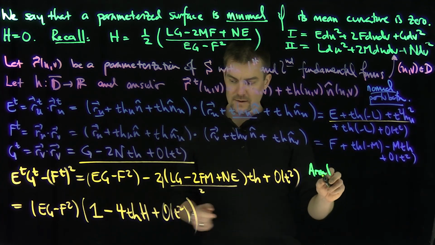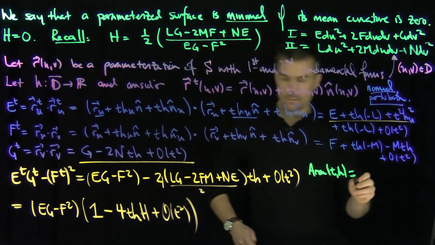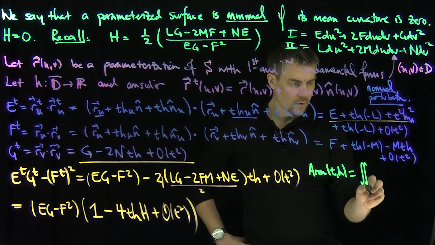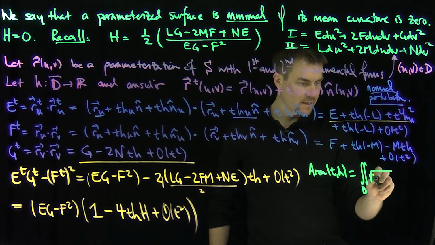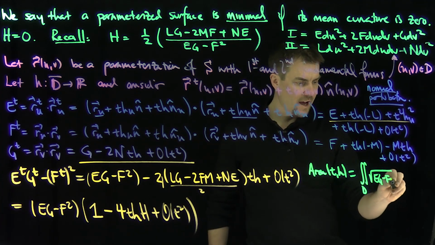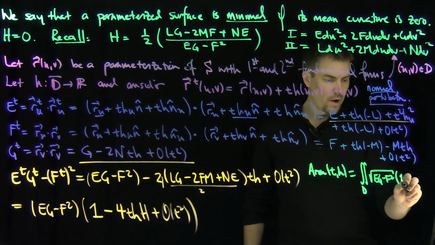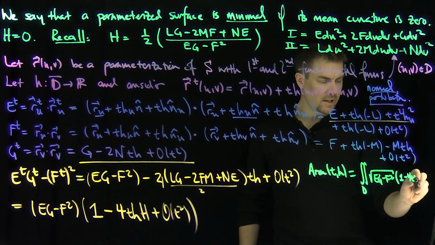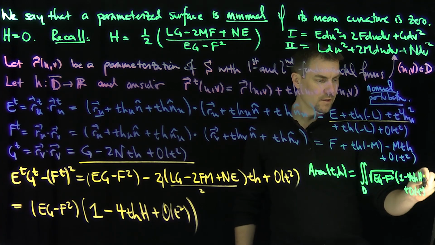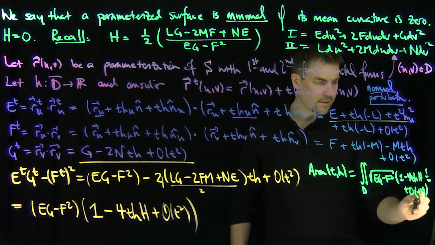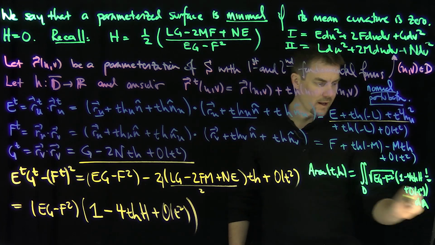as a function of what? As a function of T and H, right, is going to be what? Is going to be the double integral over the parameter space D of the square root of this thing, so that's going to be a constant, EG minus F squared, times the square root of this expression over here, 1 minus 4TH plus order T squared, to the power what? 1/2, right? And then we're going to have a D area element.